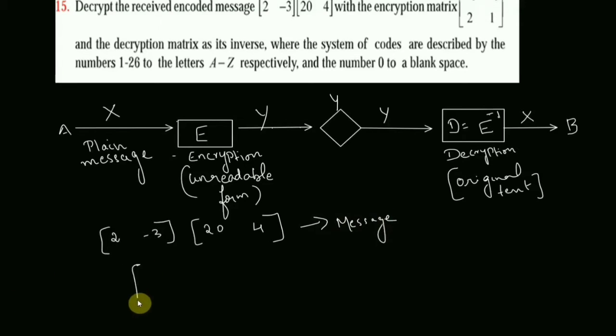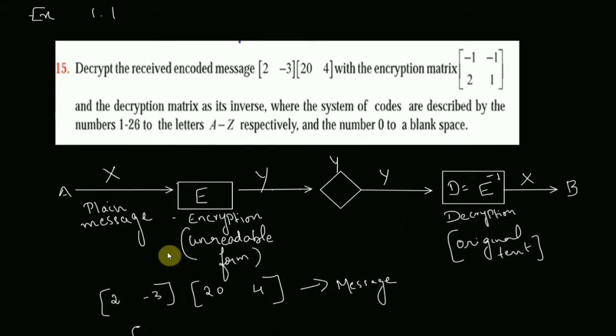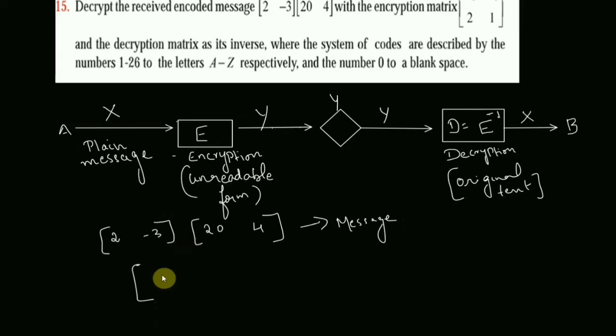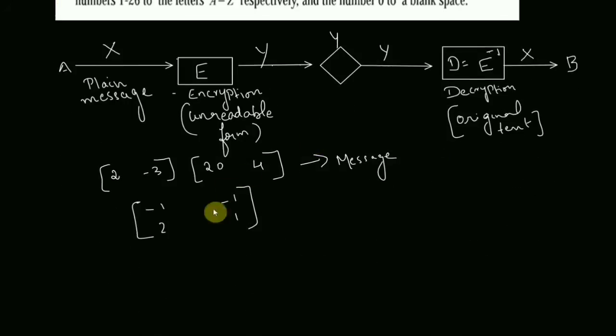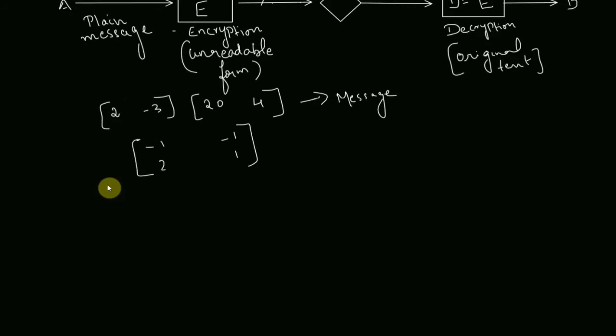So it has gone through the encryption process using the encryption matrix, that is the matrix minus 1, 2 and 1. So this is the matrix he used. It is a non-singular matrix. So the message he is going to send is given as a row of numbers, that is 2, minus 3, 24. That is the message.